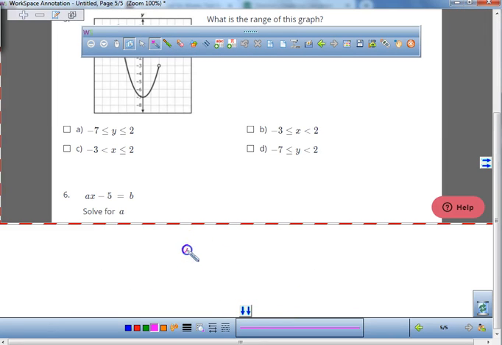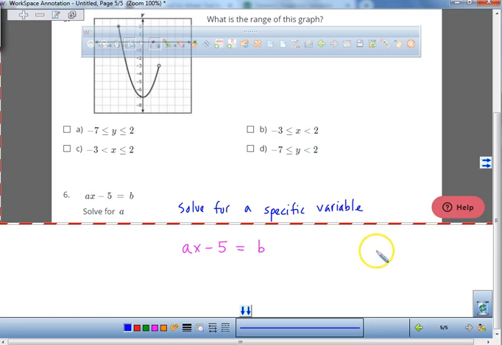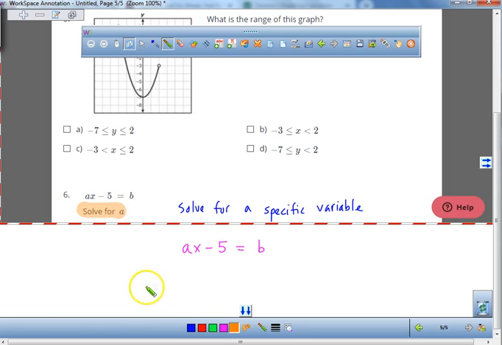So check this out. Put a x minus 5 equals b. And I need you guys in your journals to title it solve for a specific variable, not the Pacific Ocean, a specific variable. So solve for a specific variable. I want you guys to write solve for a. I'm going to highlight the a because that's what we're solving for. You have to pay very close attention to what you're solving for. Otherwise, you won't be able to solve for the right one.